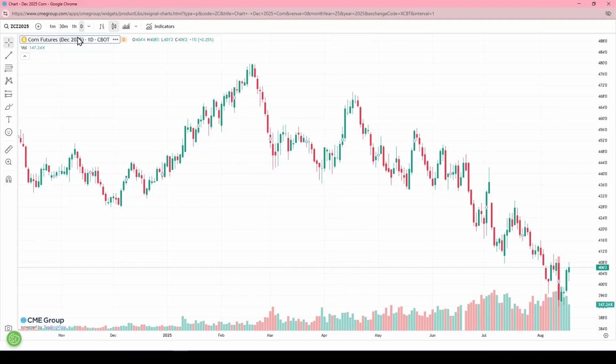We can also look at different intervals. So we can look at minute data, we can look at daily data, we can look at weekly data. So it's important to understand what you're looking at when you're looking at a futures chart.